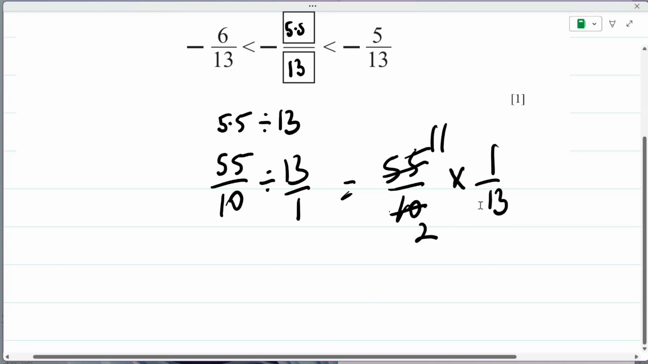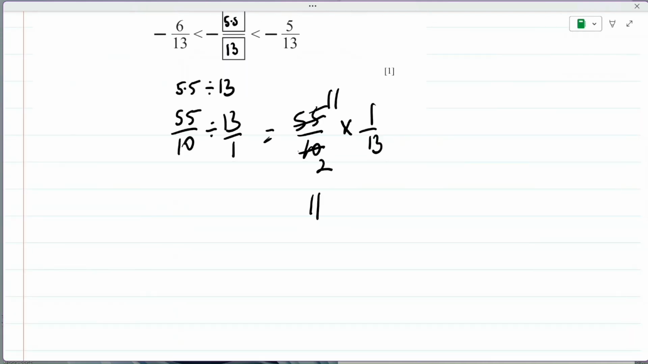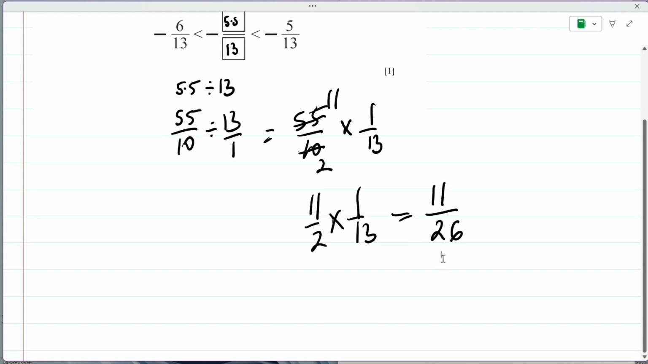It's just like multiplying fractions. So we have 11 over 2 times 1 over 13. Since nothing can cancel out again, you just do 11 times 1, that's 11. Then 2 times 13 is 26. So you have it as 11 over 26. You can see we actually got the same answer working with decimal in fraction.